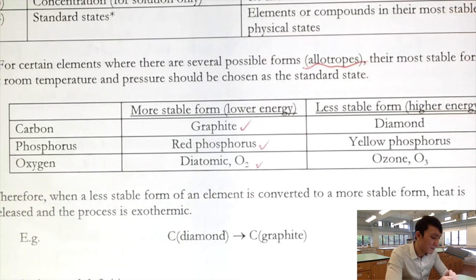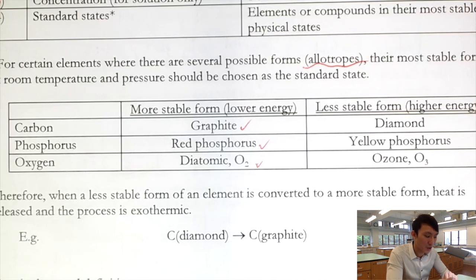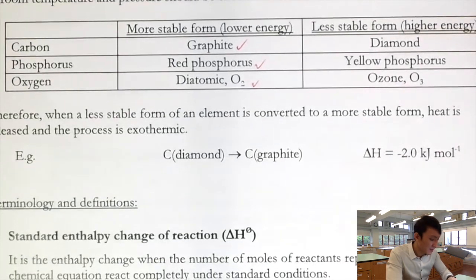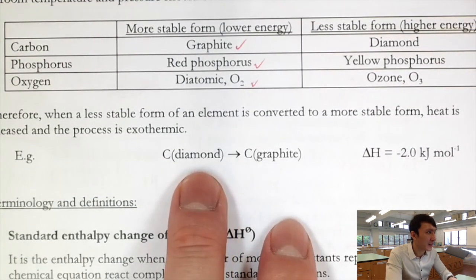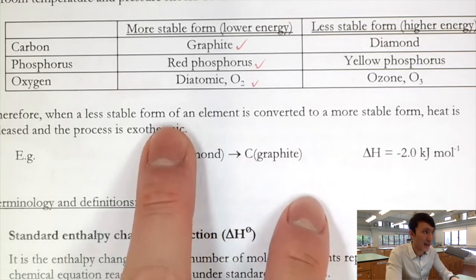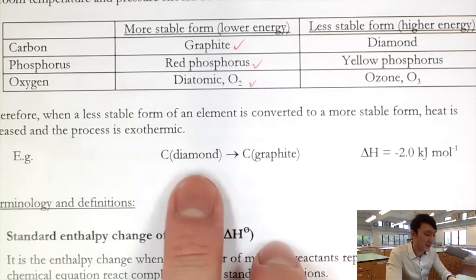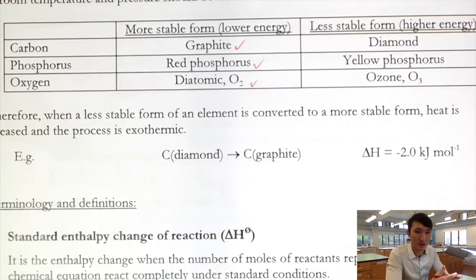Remember, we must stick with the standard state when we want to determine the standard enthalpy change. Now this one, you know that when diamond is converted into graphite, this reaction is actually exothermic. So when diamond is converted into graphite, it releases heat.